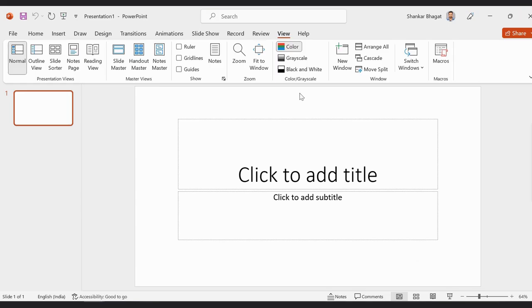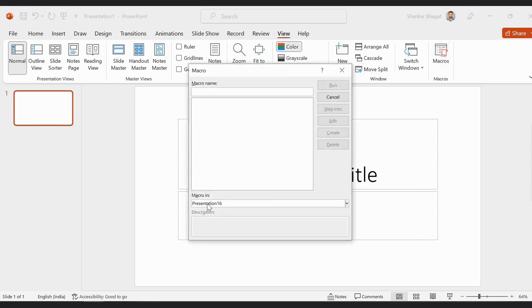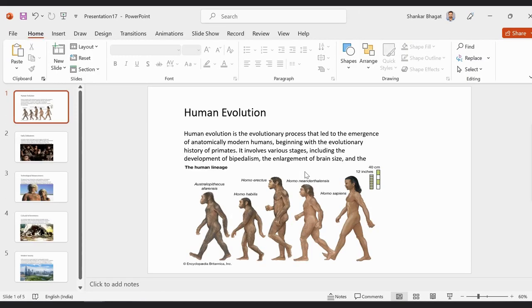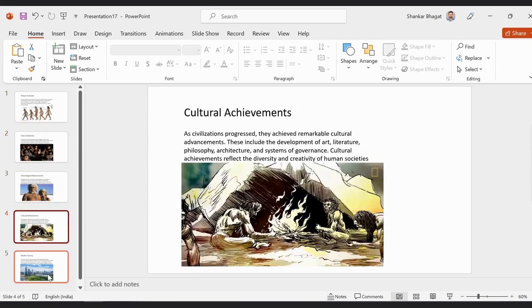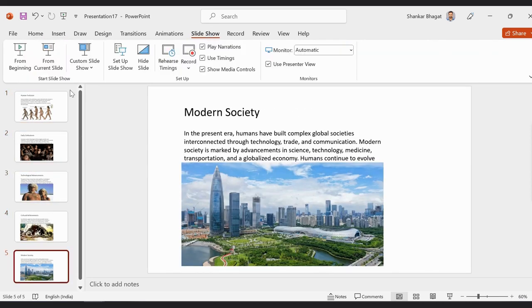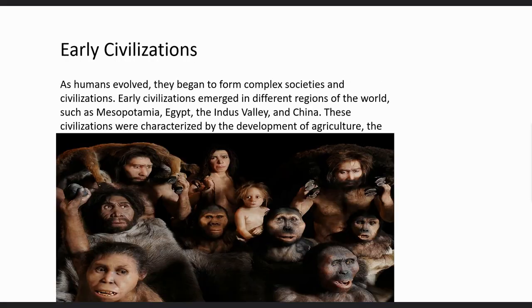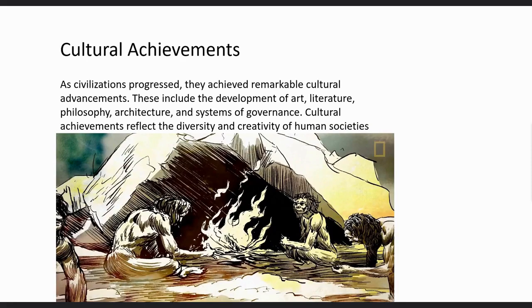You just have to close this and go to the view tab, then go to macros, and go to your presentation, select the macro, and then click on run. Once you do that, it is as simple as that. It gave you the PPT in minutes. You can see the PPT is ready with 5 slides. You go to slideshow from beginning, and there you go, your PPT is ready to be used. As simple as that.